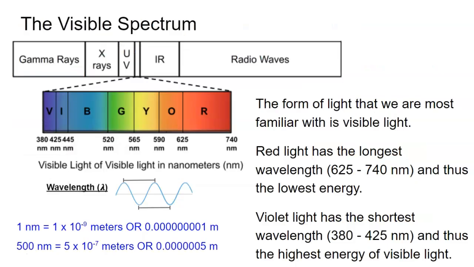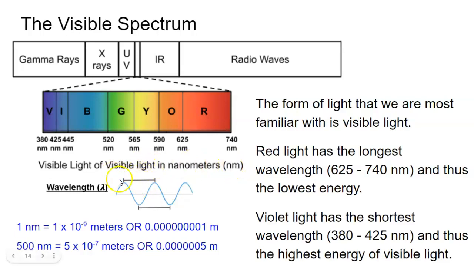So the part of the electromagnetic spectrum which we're probably most familiar with is visible light. Red light, as you can see, has the longest wavelength. Its range is from 625 to 740 nanometers. So let's take a moment to talk about what a nanometer is.